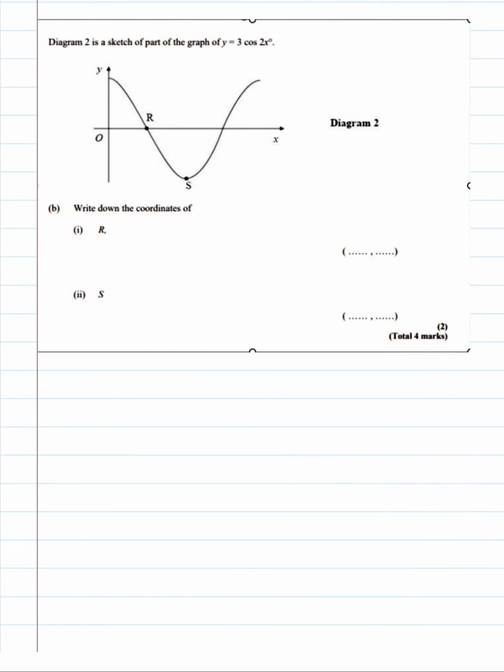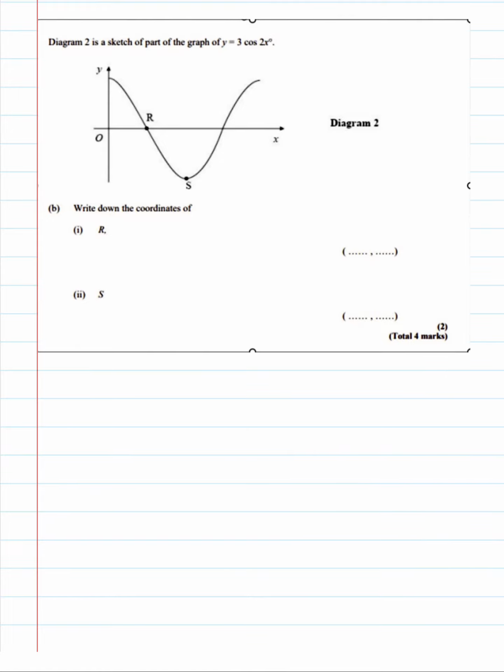Last time we tackled questions involving sine graphs. Now let's switch to cosine and work our way through two exam style questions step by step. In this first question, we're given part of the graph y equals 3 cos 2x, and we need the coordinates of the points R and S.